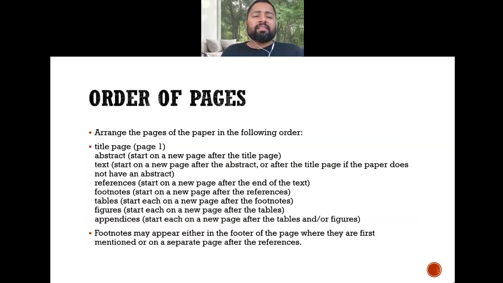Then the order of pages given in the APA 7 manual: the first page is the title page, then the abstract, if needed. In a student's case the abstract is sometimes not needed, but for professional theses and dissertations the abstract is needed. Then the manuscript text and references, and you can start a new page for footnotes. Footnotes may appear either in the footer of the page where they are first mentioned or on a separate page after the references. Tables start each on a new page after the footnotes. Figures start each on a new page after the tables. Appendices start each on a new page after the tables and figures. Okay, this is the order of pages.